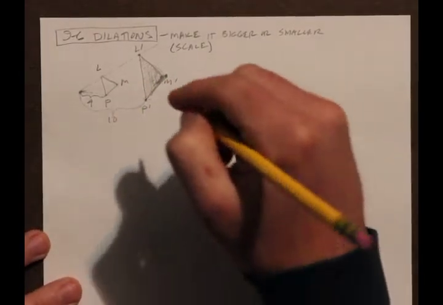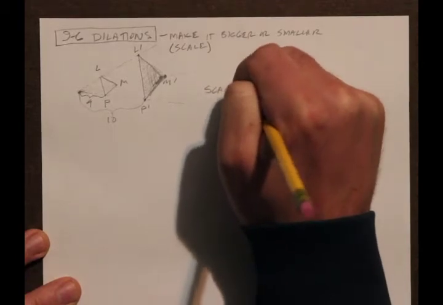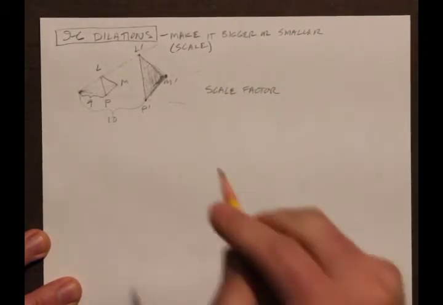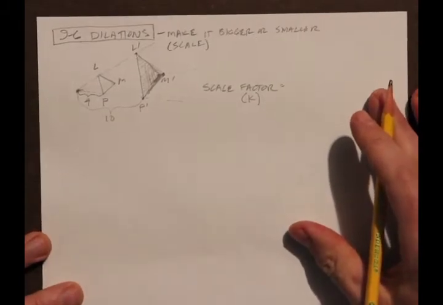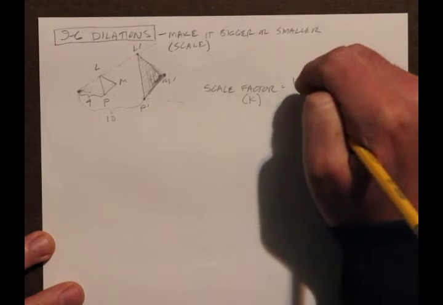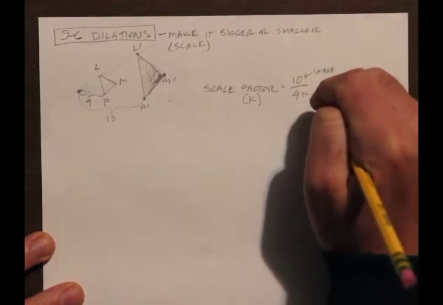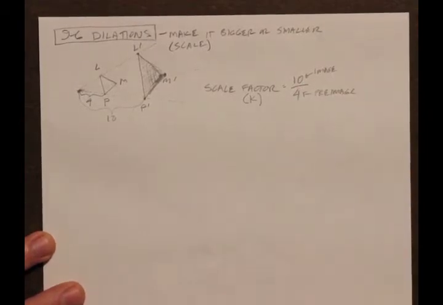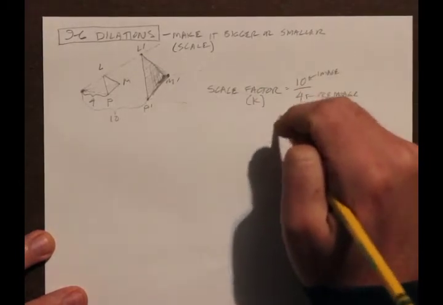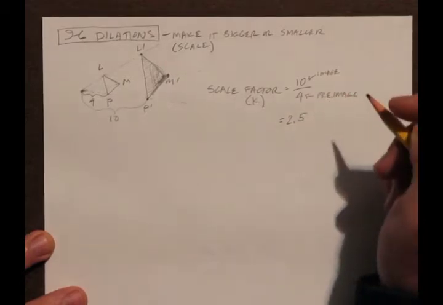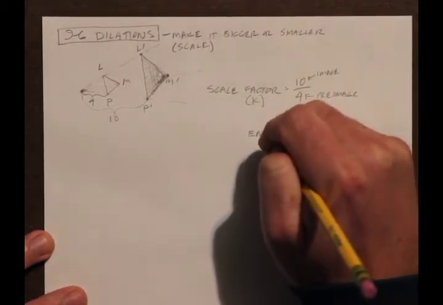Now we're talking about this 4/10 stuff, and what I'm talking about there is the scale factor. So the scale factor, as you hopefully remember, we talk about it as K. Usually we call the scale factor K, and we say we put the image over the pre-image. And that's how we get the scale factor. In this particular case here, we've got 10 divided by 4, which is 2.5. 2.5 is my scale factor. And this is an enlargement. It went from small to big, so it's an enlargement.